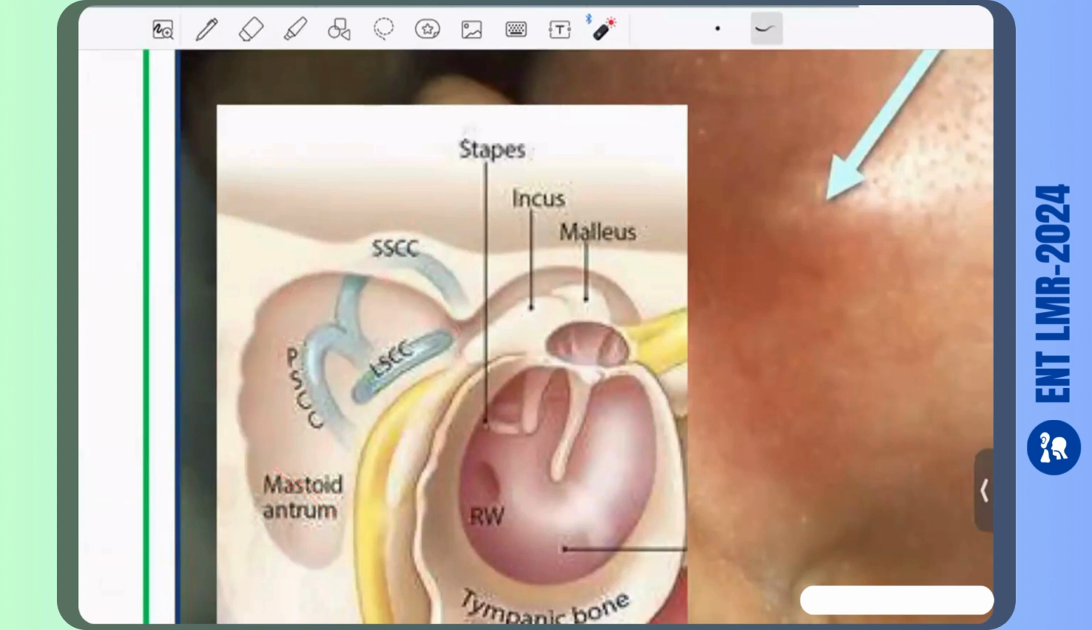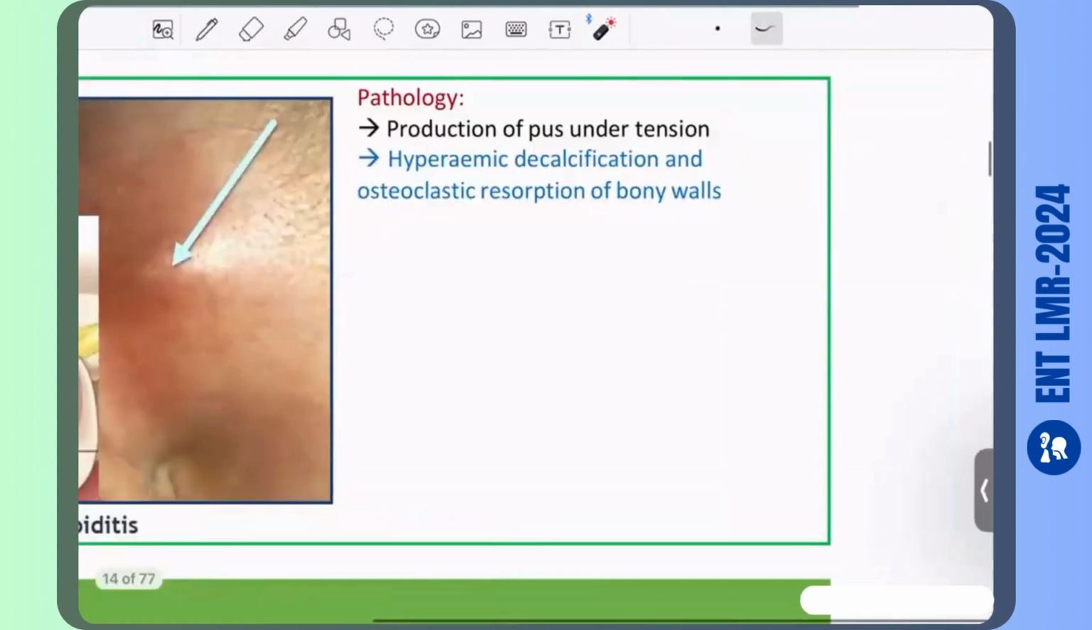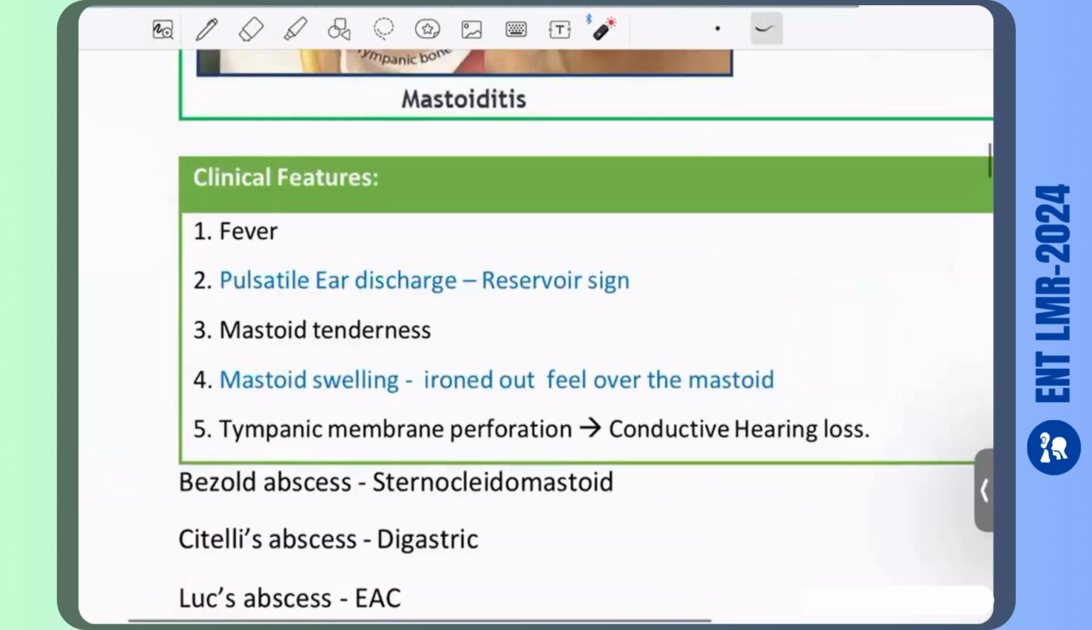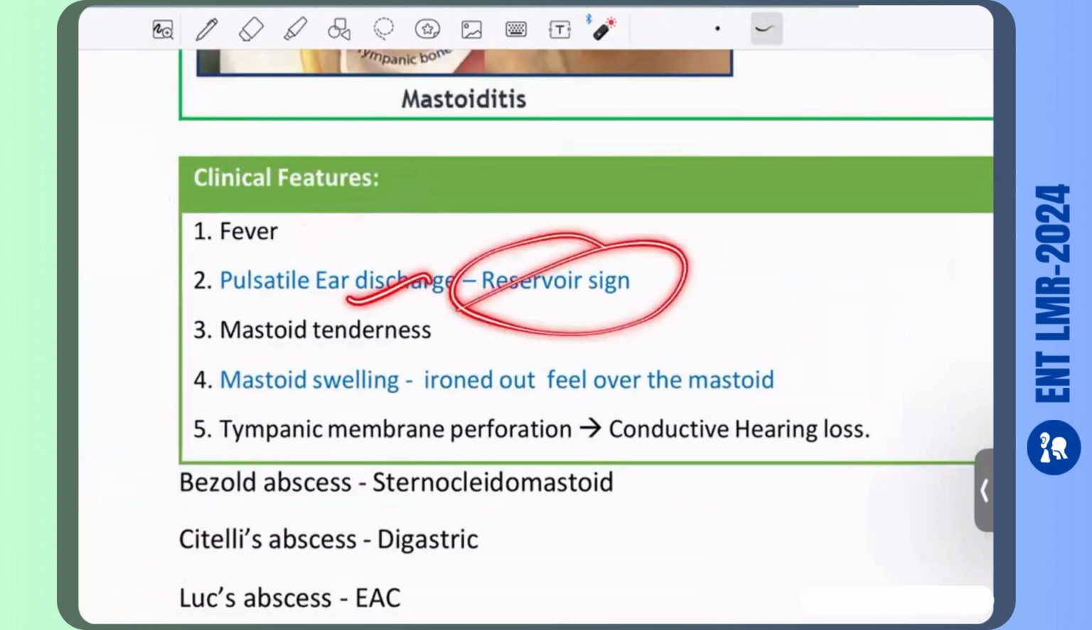The pus will decalcify the bone over here. This is called hyperemic decalcification. The word is very, very important. Mastoiditis happens due to production of pus under tension due to intact TM, with mastoid having infection, hyperemic decalcification. What are the clinical features of mastoiditis? Fever, pulsatile ear discharge, we call it reservoir sign, mastoid tenderness, and mastoid swelling.